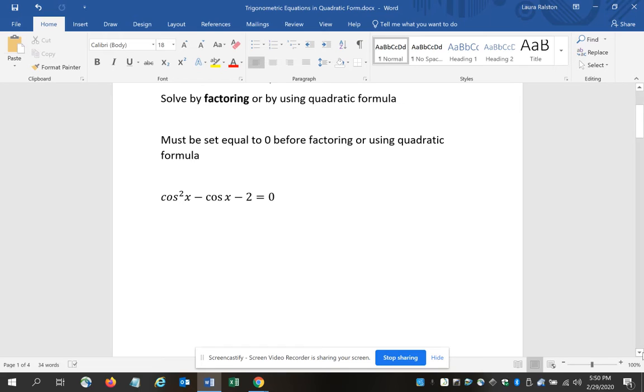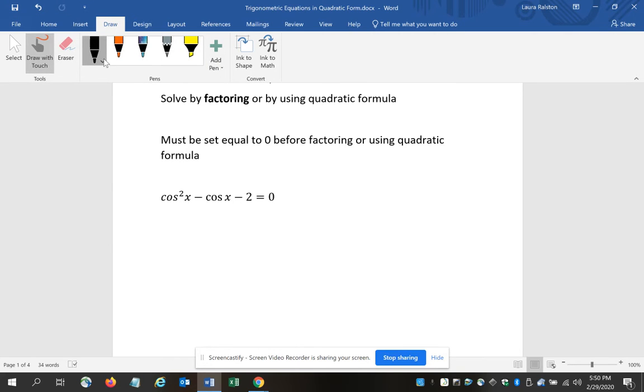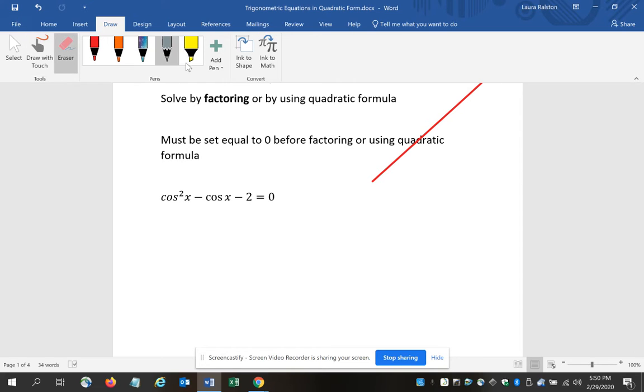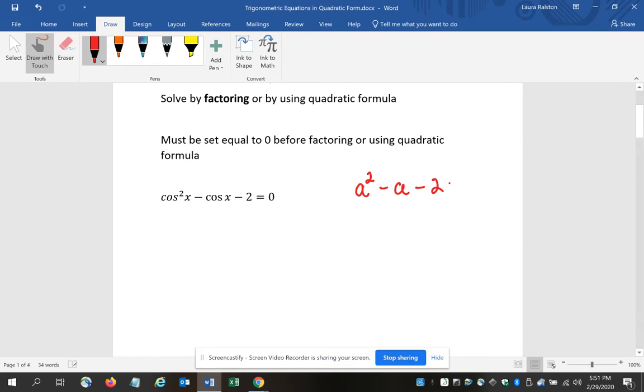And again, hopefully you can relate this back to something you learned earlier in the semester or in algebra. For example, if you think about this equation, instead of looking at it with cosine, it's like a squared. So we'd have something similar to think about it in terms of a squared minus a minus 2 equals 0, and you want to solve that. And typically we solve that by factoring.